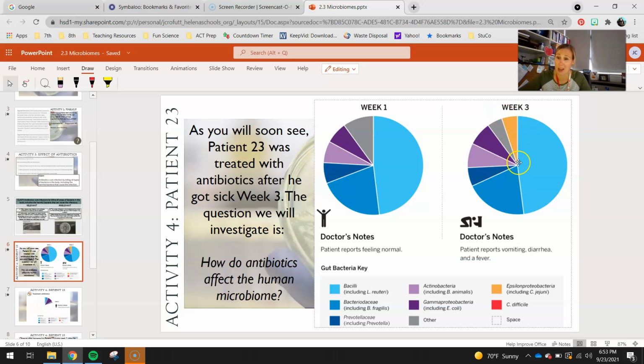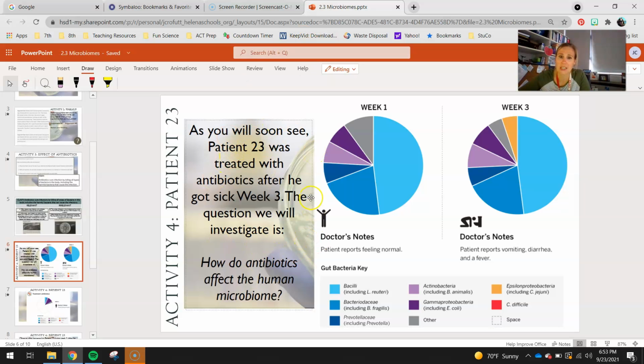He has C. jejuni now present in his stomach, which is wreaking all sorts of havoc with his vomiting, diarrhea, and of course a fever. As you will soon see, patient 23 was treated with antibiotics after he got sick during week 3. The question we are going to investigate is, how do antibiotics affect the human microbiome? We're going to check in on that claim that we just did some evidence on and see if that is in fact true.